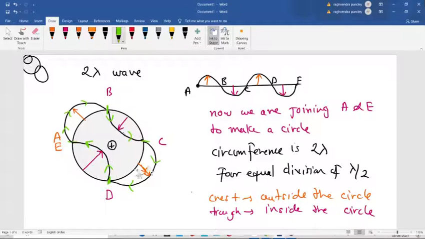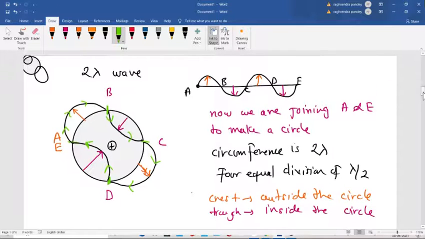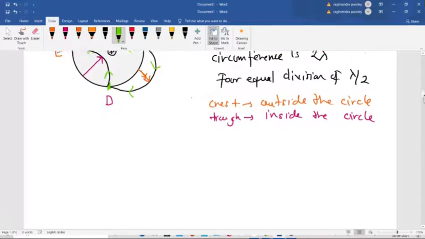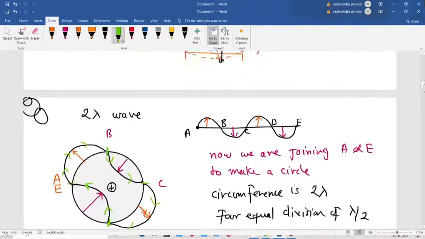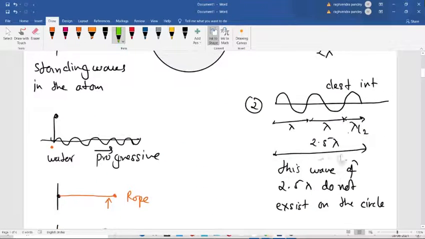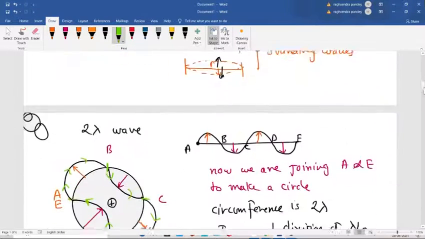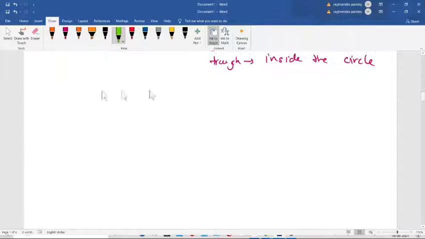It is much more complex than that, but for you at the advanced level, it's up to here only. Now I am taking the second wave. The second case will form the destructive interference. So this is 2.5 lambda. Now I am making a wave here again.